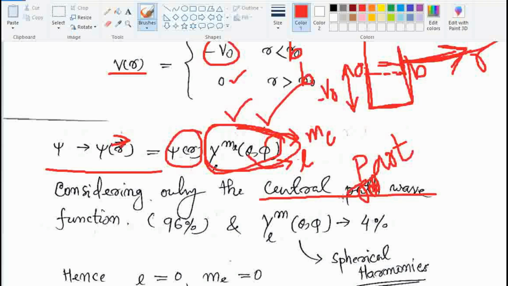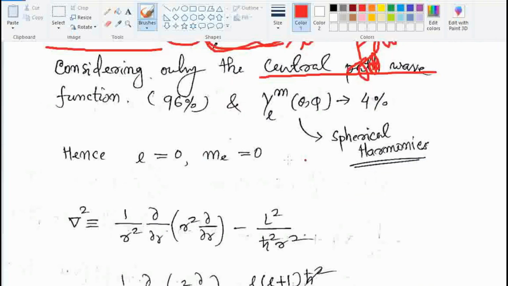If you neglect this theta and phi dependent part, that means the harmonic part, you are considering that there is no angular dependence, that means the conservation of angular momentum is present here. So L equal to 0, and its corresponding magnetic quantum number ML is also 0. This is the condition for the ground state, and the deuteron has only one bound state, a single bound state.